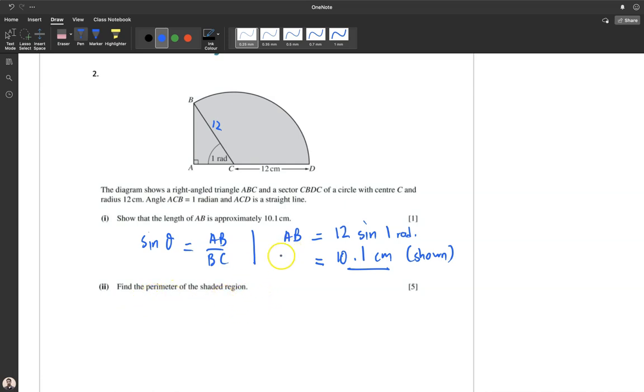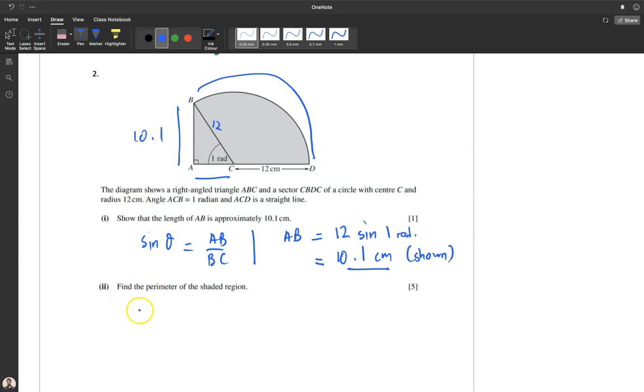Notice that in circular measures, mostly it's about finding perimeters or finding area of shaded regions. Now let's look at the perimeter. This shouldn't be too difficult. We just need this big curve, and we already can find this. And finally this one. We already have this, this is 10.1. I forgot to write.